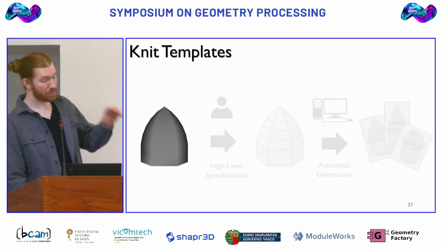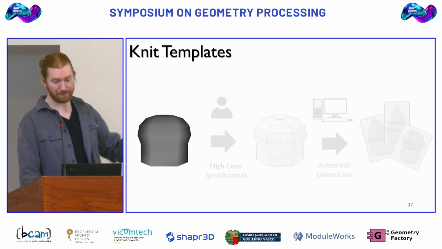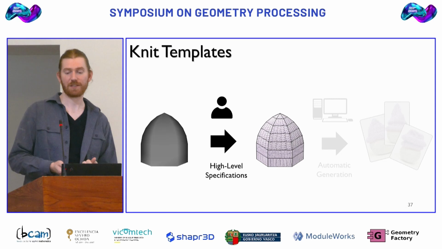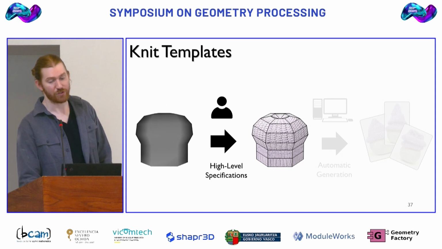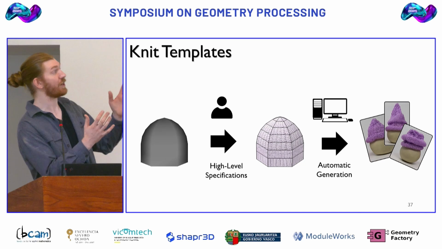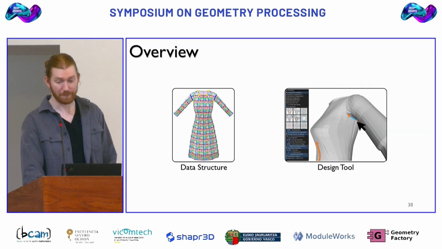So for this work, we proposed a design tool that enables designers to take a parametric model as input and apply some high-level specifications to create what we call the high-level knit template. And from this template, we can generate machine knitting instructions for any variation of that template and shape. There are 2 main contributions that make this possible.